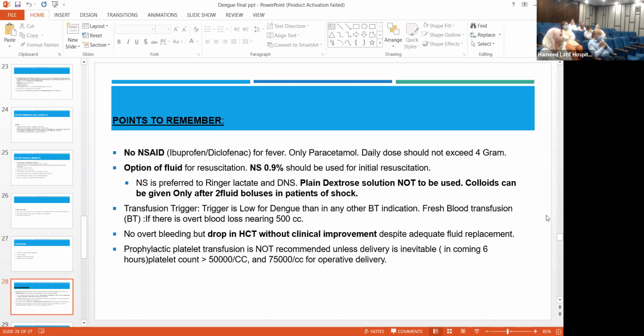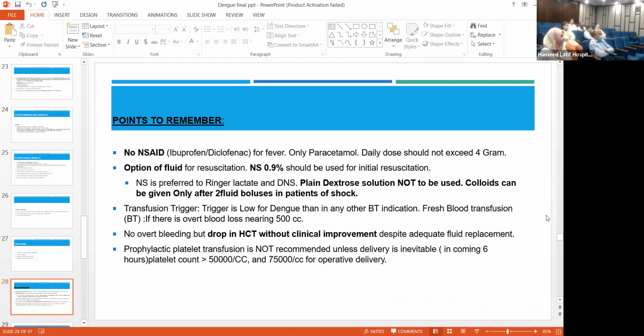Very, very important points: no NSAIDs. And the fluid of choice is normal saline 0.9%. This is the best choice. Later, colloids can also be given, only if 2 fluid boluses have been given to the patient who is in shock, but plain dextrose solution is not used.